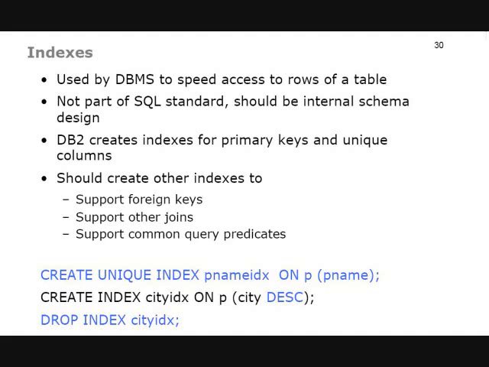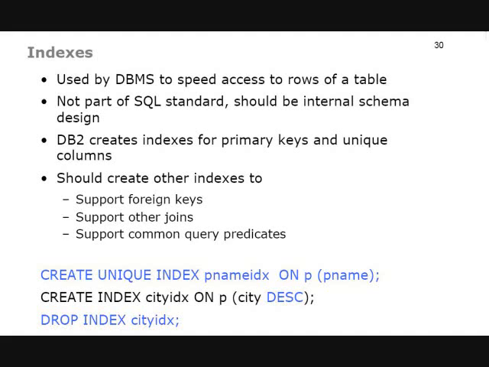And again, DB2, or rather Postgres, creates indexes for primary keys and unique columns. You might also want to create other indexes to support things like foreign keys, if they're not automatically done, other joins that you might do, and common query predicates. So if you're going to, for example, query by surname, you might want to create a surname index, as well as perhaps query by student number and so on.